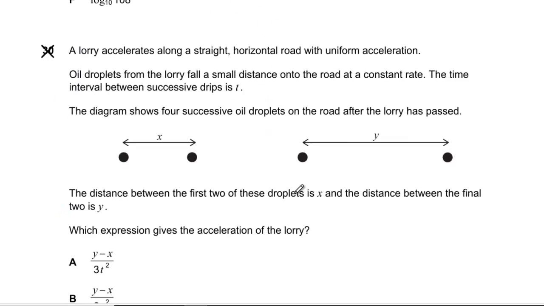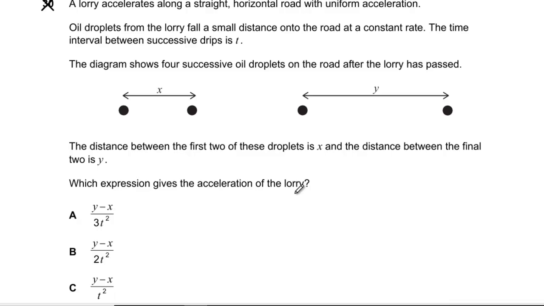Okay. Lorry accelerates along a straight horizontal road with uniform acceleration. Oil droplets from the lorry fall a small distance onto the road at a constant rate. Okay, the time interval between successive drops is T. Right, okay. So we've got 4 successive oil droplets. So we've done that distance X, and then we've done the next distance that they haven't told us, and then for the third gap, we've got a Y. What expression gives the acceleration for the lorry?